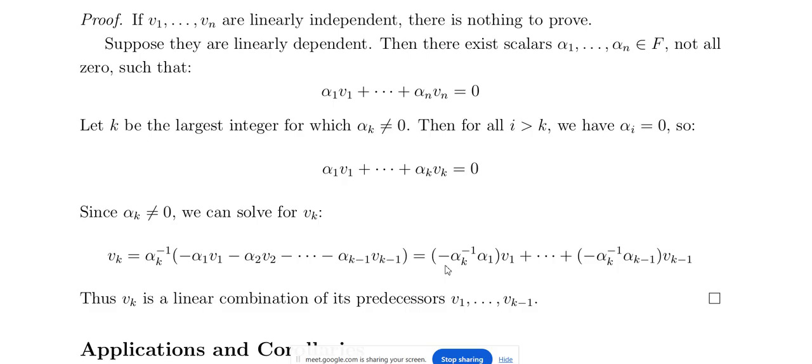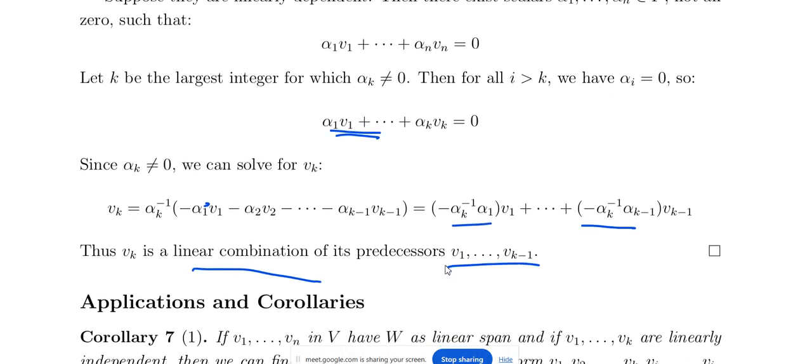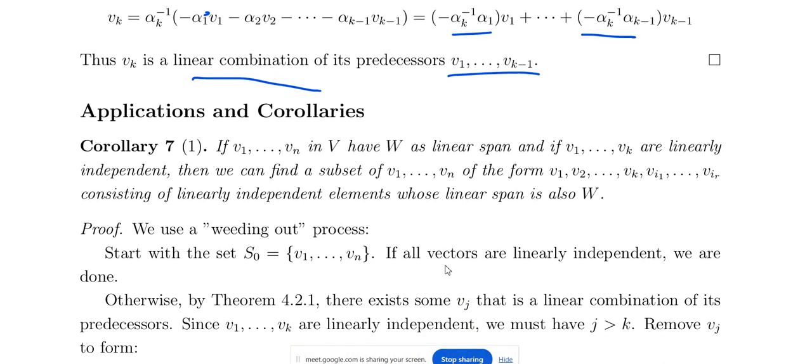Take k as the largest integer with alpha k not equal to 0, so all alpha i for i greater than k are equal to 0. Therefore alpha 1 v1 plus alpha 2 v2 plus ... plus alpha k vk equals 0. Then we can express vk in terms of alpha k inverse times minus alpha 1 v1 minus ... minus alpha k minus 1 v(k minus 1), so vk is a linear combination of its preceding ones. It's a very simple proof.